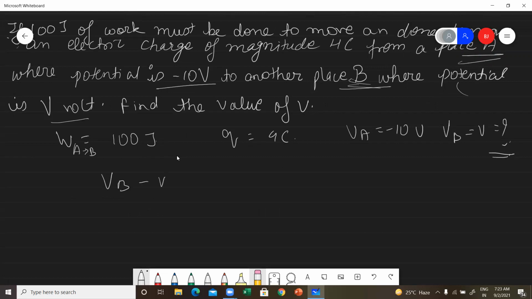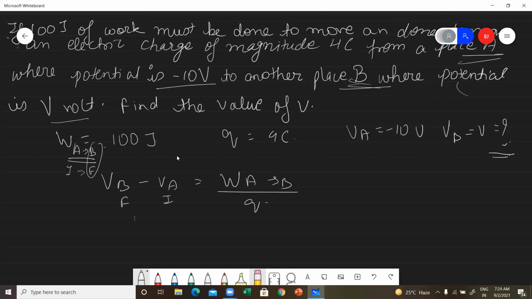VB minus VA is equal to, how can we find it out? From work also. Work is from initial to final. So final will be my V, and potential is from the final to initial. So that is the easiest way to find out. So this is equal to work A to B divided by my Q charge.